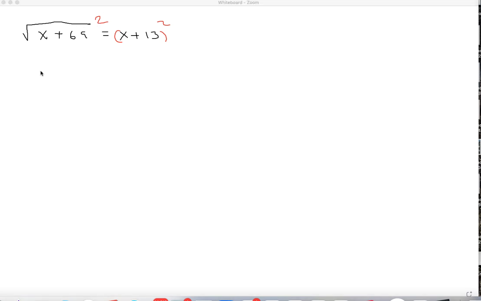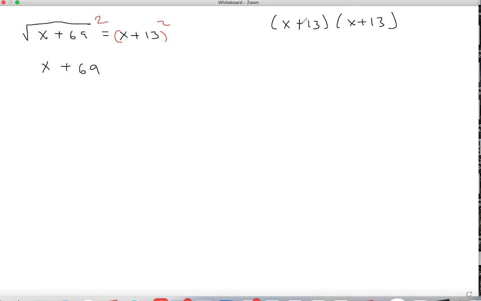So the square undoes the root. So we have x plus 69. And on this side, let me do it over here so I don't run out of room. X plus 13 squared, remember that's like x plus 13 times x plus 13. And we'll do out our FOIL.